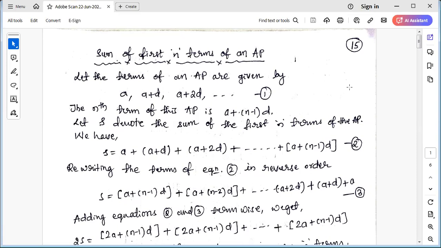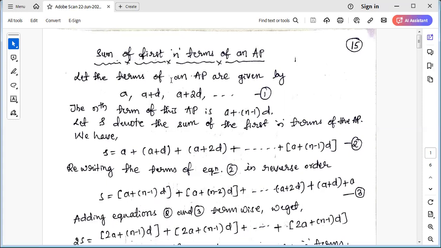In this session, I am going to explain the sum of first n terms of an arithmetic progression. So here, first we will determine an expression for the sum of first n terms of an arithmetic progression. We need a formula to calculate the sum of the first given terms of an arithmetic progression. So for that, we have to do this derivation.